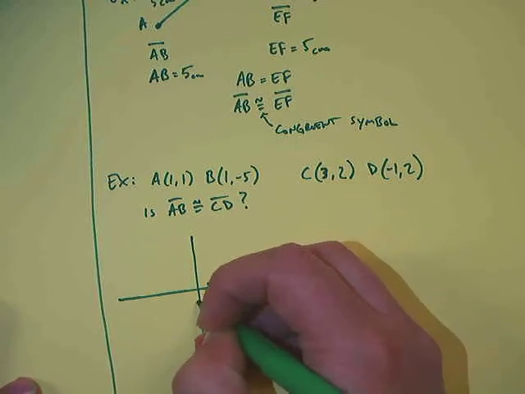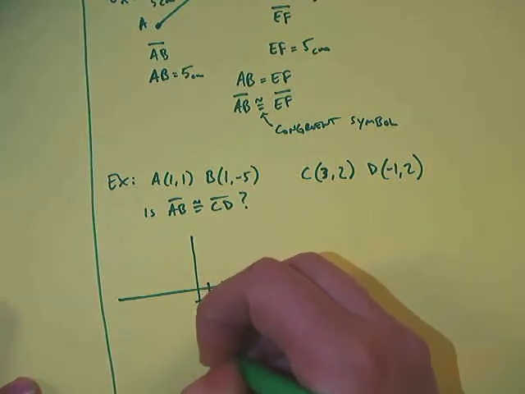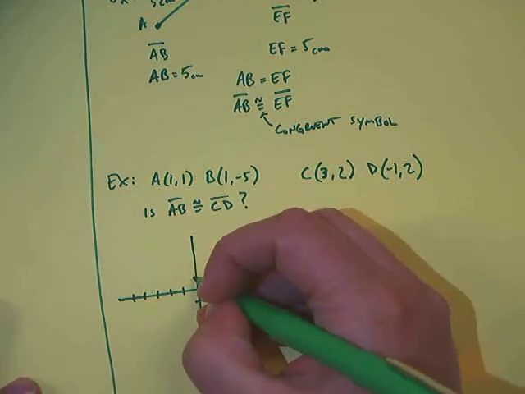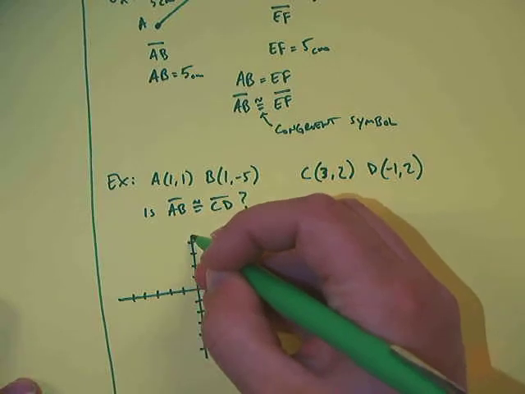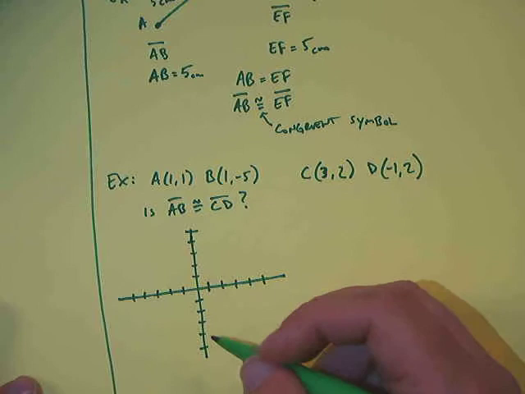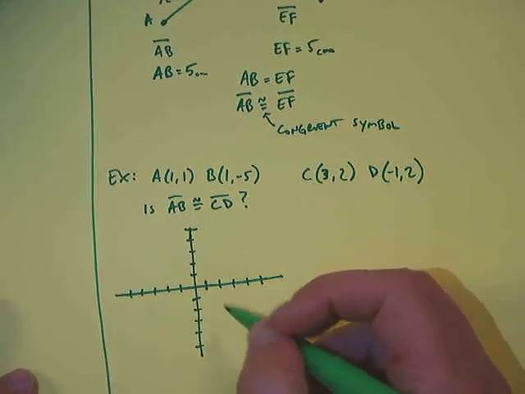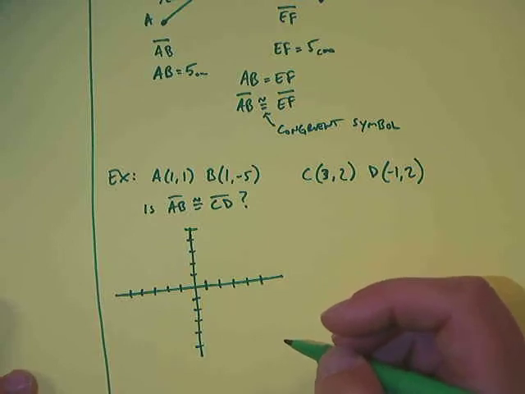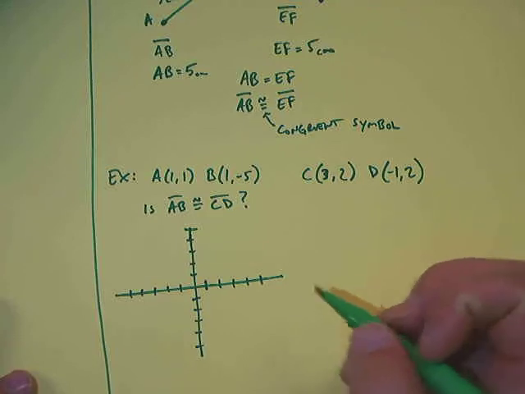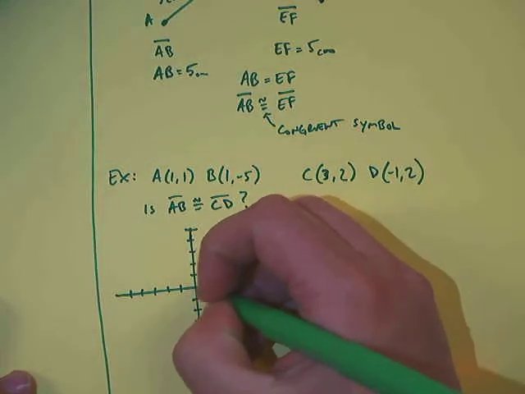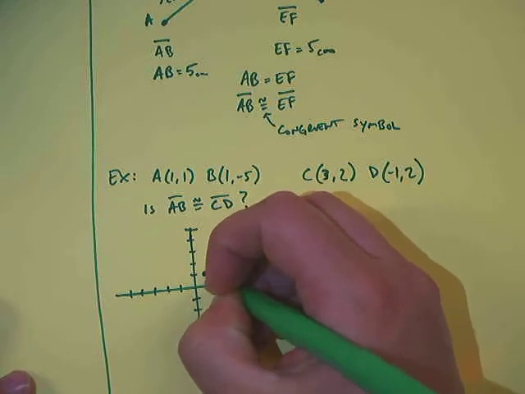I'm going to go out 5 in each direction. So we've got 1, 2, 3, 4, 5 in each direction. Okay, and we do our best to make sure that these are spaced evenly apart, but we're going to make sure we also count and everything like that when we compare the lengths. So do your best with that. All right. Now what we got to do is plot the points.